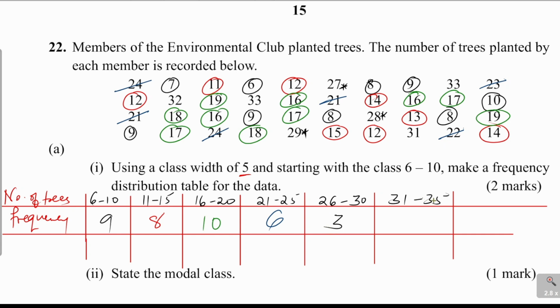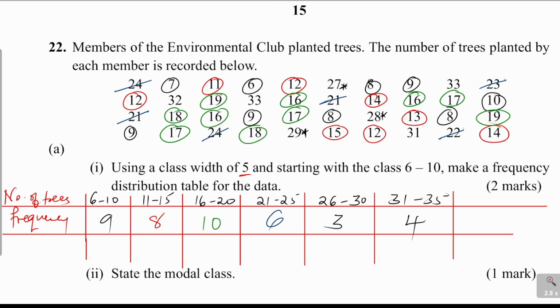And then we have that 31 to 35. Now in that 31 to 35, we have 1 there. That is 1. And then we have 2. And then we have 3. Let me count again. We have 1 there, 2 here, 3, and we have 4. There are 4.